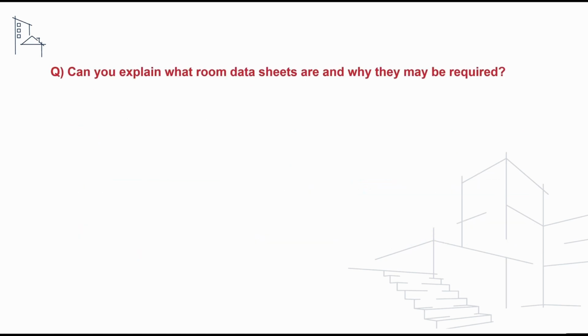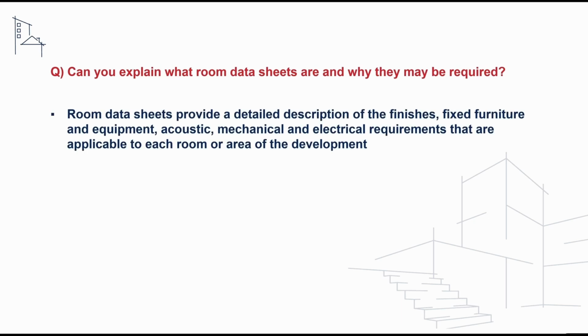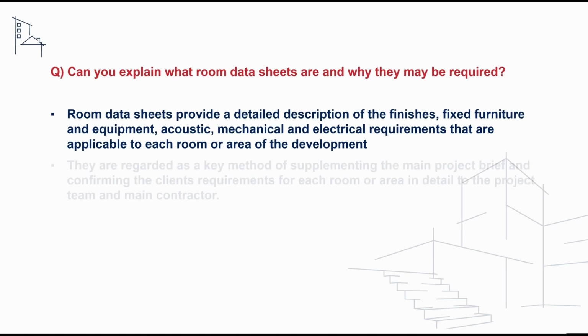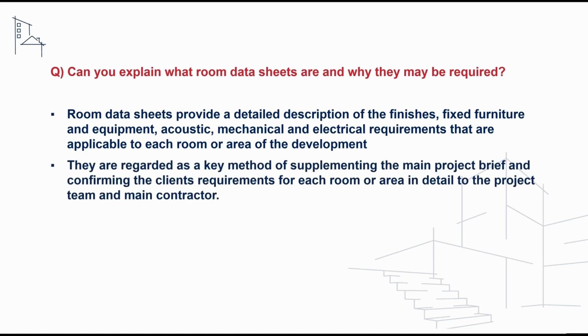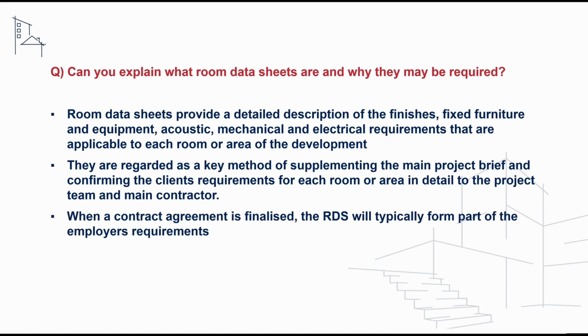The next question we'll take a look at is, can you explain what room data sheets are and why they may be required? To address this, we can say that room data sheets provide a detailed description of the finishes, fixed furniture and equipment, acoustic, mechanical and electrical requirements that are applicable to each room of the development. They are regarded as a key method of supplementing the main project brief and confirming the client requirements for each room or area in detail to the project team and main contractor. When a contract agreement is finalised, the room data sheets will typically form part of the employer's requirements.